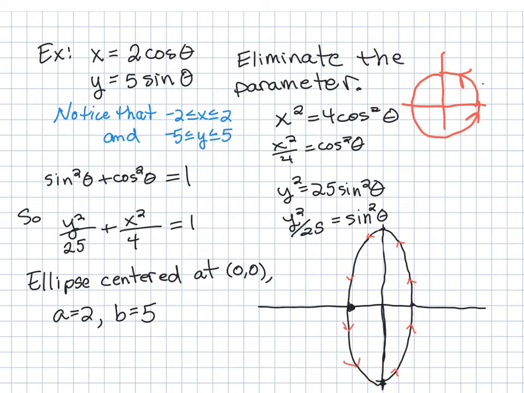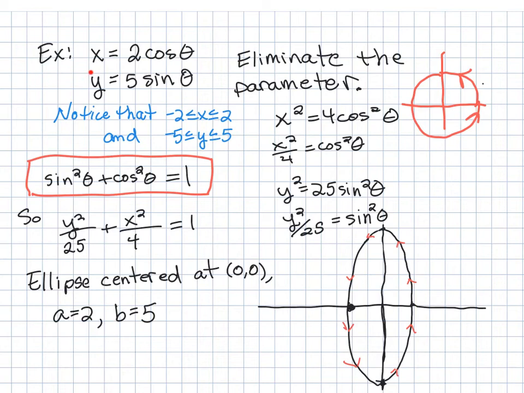Now, let's eliminate the parameter. When you have sines and cosines, you want to use what you know. We know that sine squared plus cosine squared equals 1. So what we're going to do is take each of these parametric equations and square them. I'm going to square both sides. This is just multiplication, so there's no FOILing going on. If there was addition or subtraction, this would be more complicated. Don't be lazy. If there's addition and subtraction, you have to FOIL. In this case, it's easy.